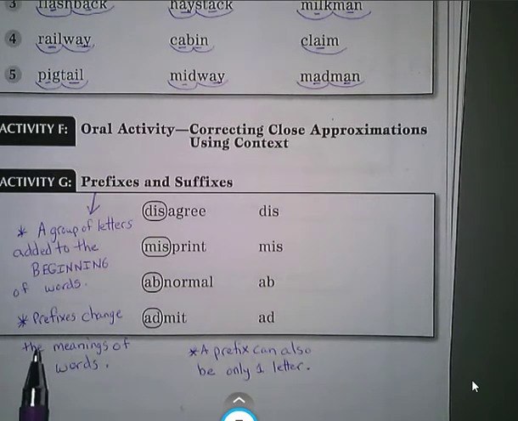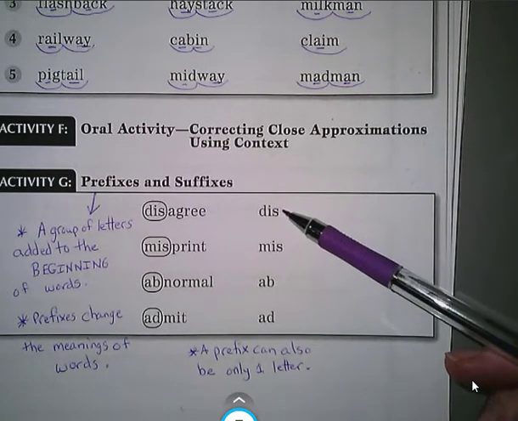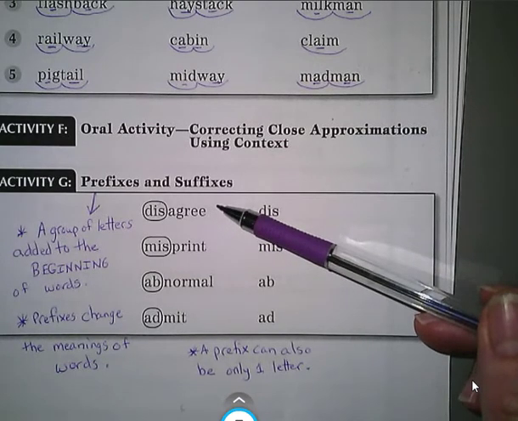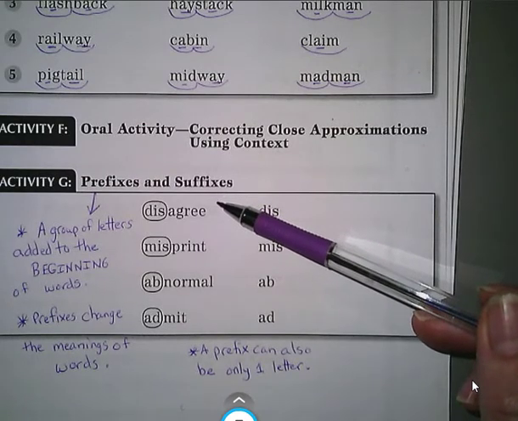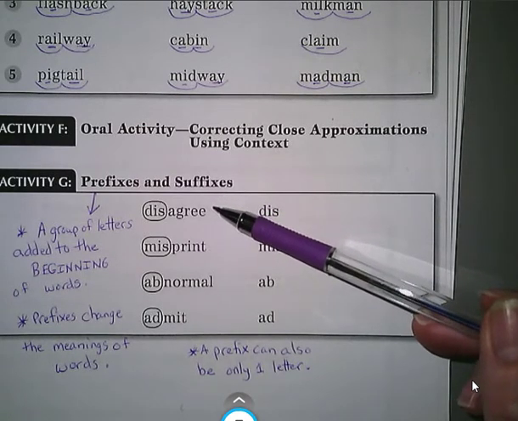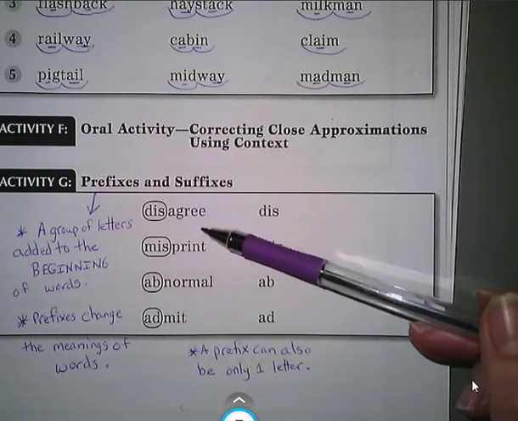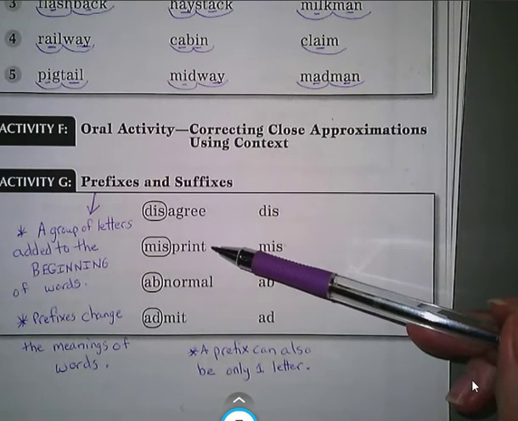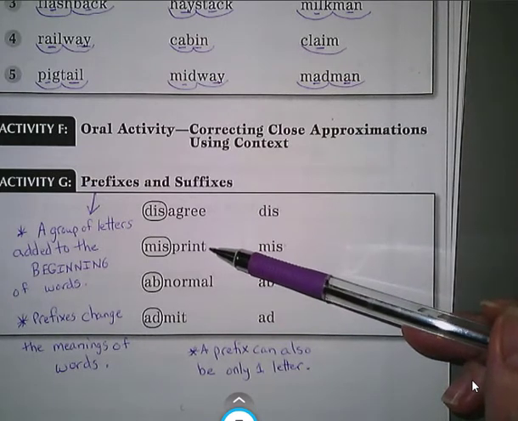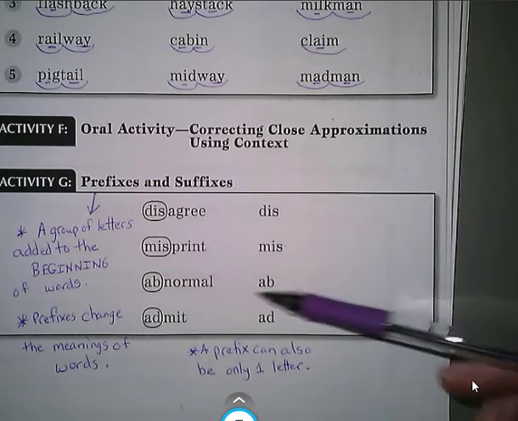The prefixes change the meanings of words. For example, the prefix dis. Okay, if you and I agree, we think alike. We have the same ideas. If we disagree, that means our ideas are not alike. So by putting dis on the beginning of agree, it changed the meaning of agree. Same thing for miss. Okay, I have printed your name in the paper for scoring the goal. Fantastic. But if your name has been misprinted, that's unfortunate because it means it's been printed incorrectly. It's wrongly printed.